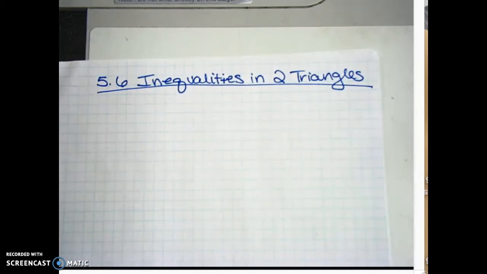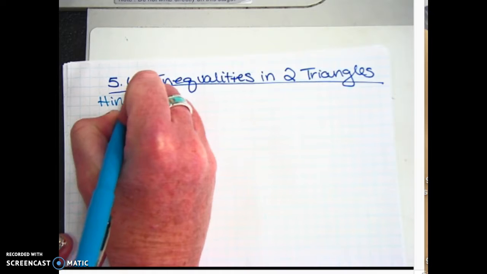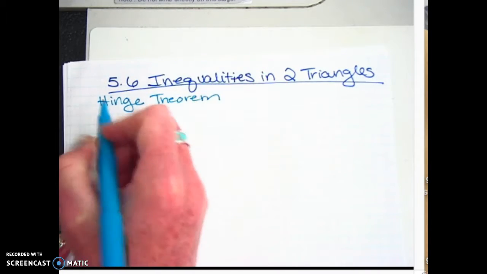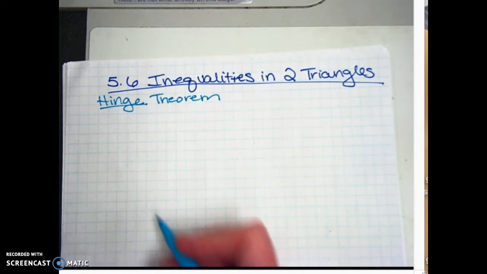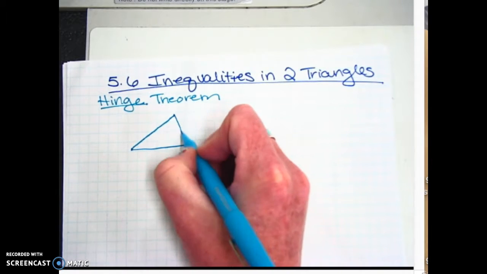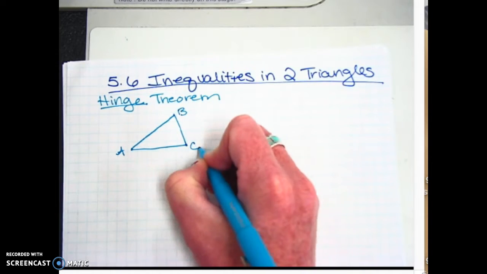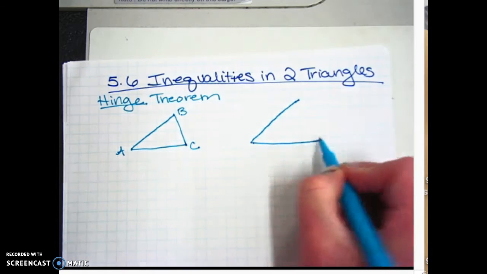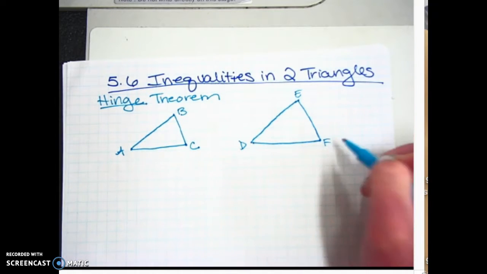So guess what? We're going to draw two triangles. And the first thing we're going to talk about is something called the Hinge Theorem. Hinge is just some guy's last name, so it's named after him because he came up with it. So basically, you're going to have two triangles. We'll call this triangle ABC, and we'll call this triangle DEF.